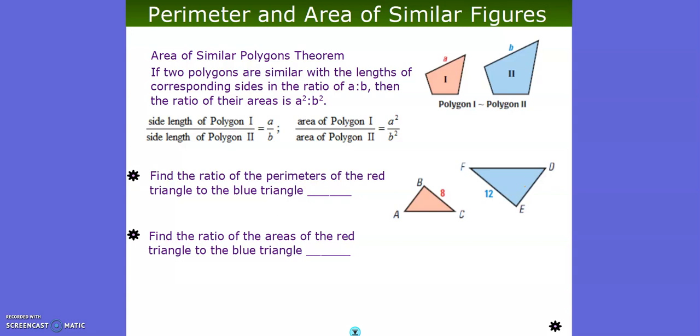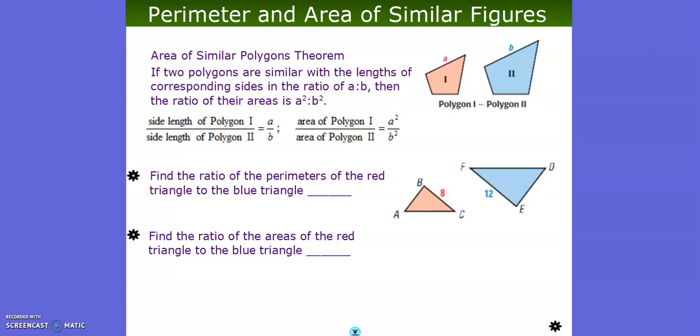In this video, we'll take a look at the perimeter and area of similar figures. First, we'll start with the area of similar polygon theorem. If two polygons are similar with lengths of corresponding sides in the ratio of A to B, then the ratio of their areas will be A squared to B squared. Remember, area is usually two dimensions that are multiplied together. So that's where that squaring element comes from.